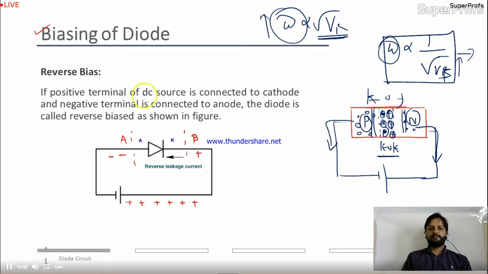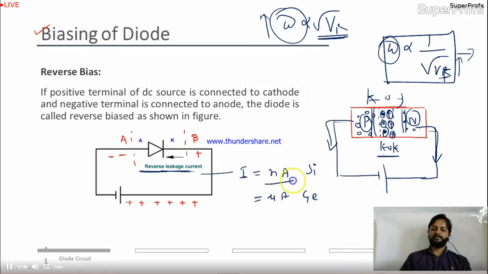So, if the positive terminal of the DC source is connected to the cathode and the negative terminal is connected to the anode, the diode is called reverse biased, as shown in the figure. In this case, we have only the reverse leakage current. This is the very minimum current, in nanoampere for silicon and in microampere for germanium. This is the negligible current, I can say.